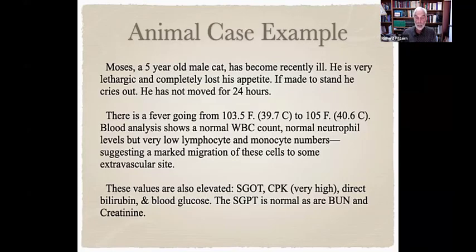So let's look here at an animal case example to show you the difference. This is Moses. He's a 5-year-old cat, recently ill, very lethargic, completely lost his appetite. If you make him stand up, he cries out. He has not moved for 24 hours. There is a fever going from 103.5 Fahrenheit to 105. The blood analysis shows a normal white cell count, normal neutrophil levels, but very low lymphocyte and monocyte numbers. And this suggests there's some migration of cells to an extravascular site. In other words, maybe there's an abscess forming. And additional values are elevated if you're interested in them.